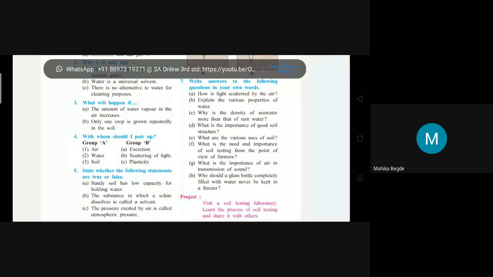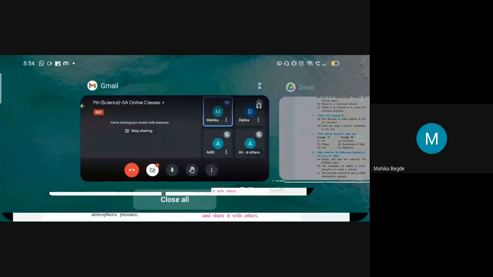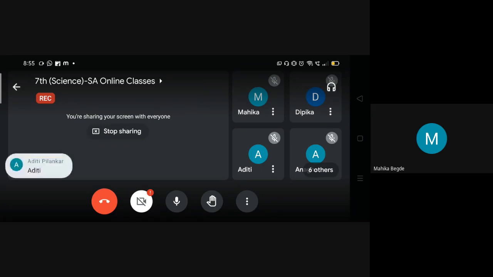Why should a glass bottle completely filled with water never be kept in a freezer? Due to anomalous expansion of water, it expands while getting frozen. When the temperature goes below 4 degrees Celsius, the density of water starts decreasing and at the same time, the volume increases. Temperature in a freezer is always less than 4 degrees Celsius. This causes expansion of the water. Due to expansion, the glass bottle may burst. The broken glass pieces may cause harm. Therefore, a glass bottle should not be kept in the freezer completely filled.